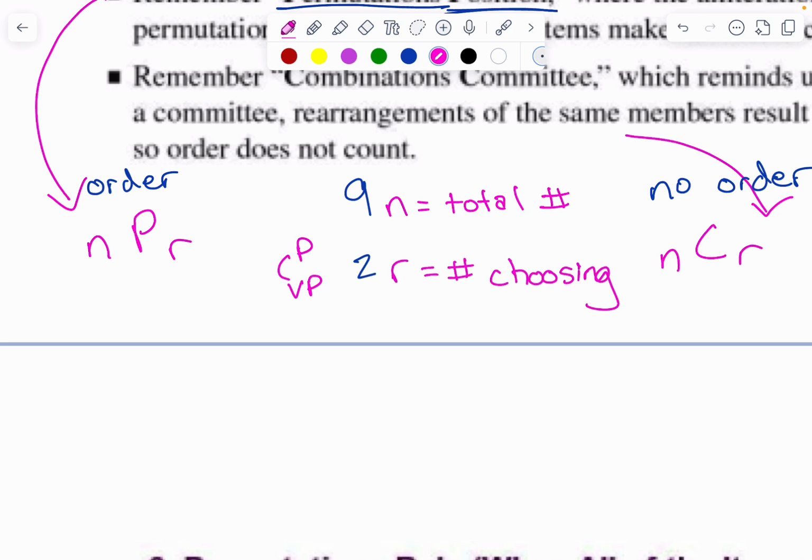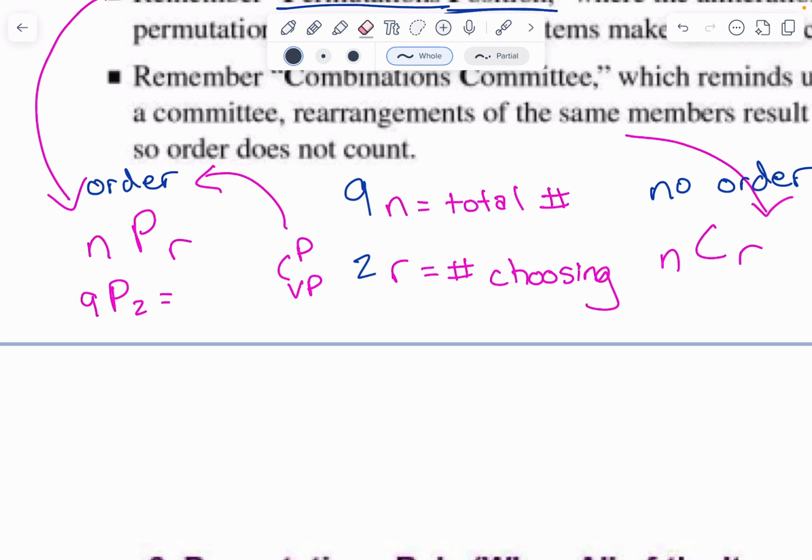If I announce you, and I announce the president first and I announce the vice president second, does it matter what order your name is announced in? Are you going to have the same job if you get president versus vice president? No. So the order matters. So I would do 9P2. Does that make sense to figure out the permutation? Okay, 9P2. I want to know which order.